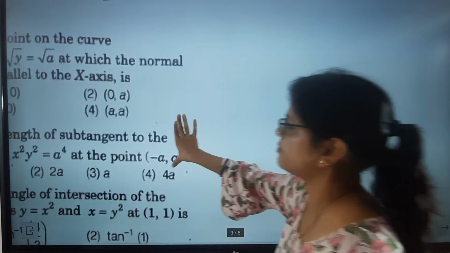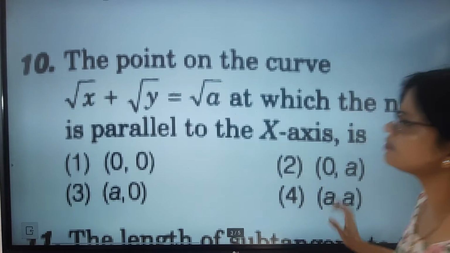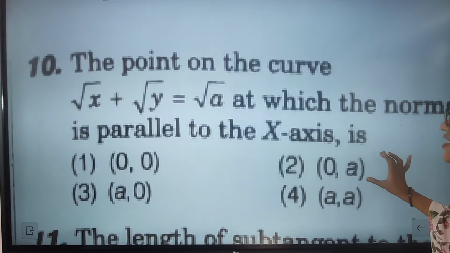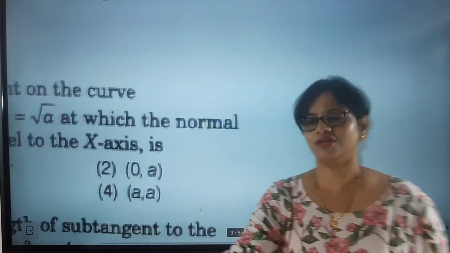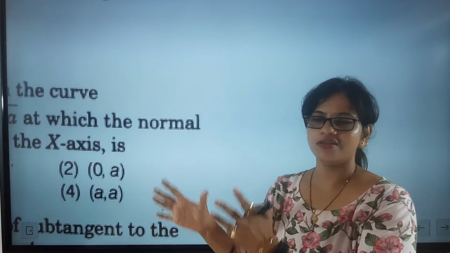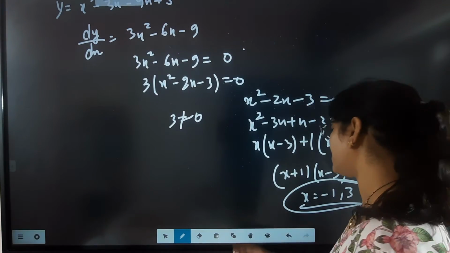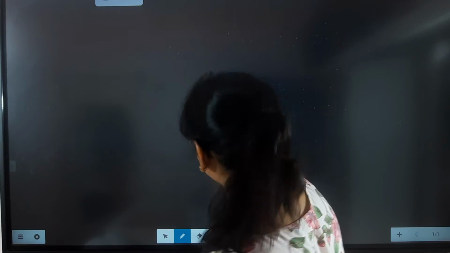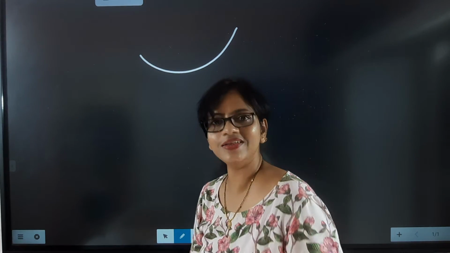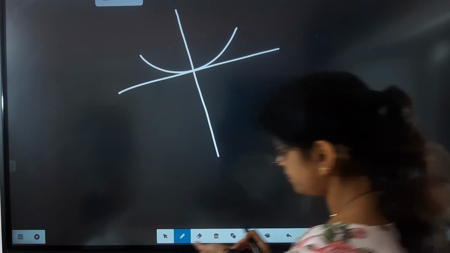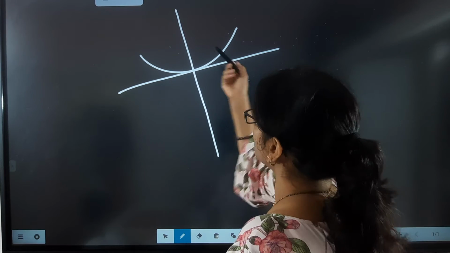Next question, what are they talking about? Let's check what the next question is. They are telling that the point on the curve, so one curve is there, the point on the curve at which the normal is parallel to the x-axis. Same question wrapped in another cover. The thing here is, we know that if dy by dx is the slope of the tangent, then what will be the slope of the normal? We need to see where the normal is located, and what will be the slope of the tangent and the slope of the normal. So slope of the tangent will be what?